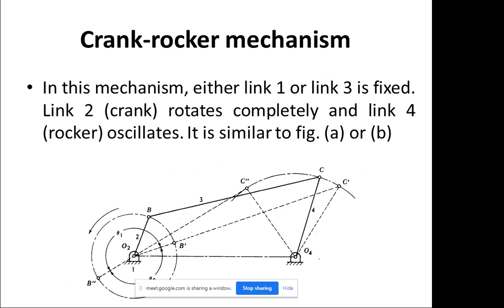Here O2B is going to make a complete rotation, and when this link is rotated, it pushes from here, and the point C moves from the initial position to the extreme position C dash, and then to the other extreme position C double dash. So this is going to rotate and this is going to oscillate only over this portion. This will complete the entire rotation, but this will complete only the arc. The maximum arc will be from C dash to C double dash.